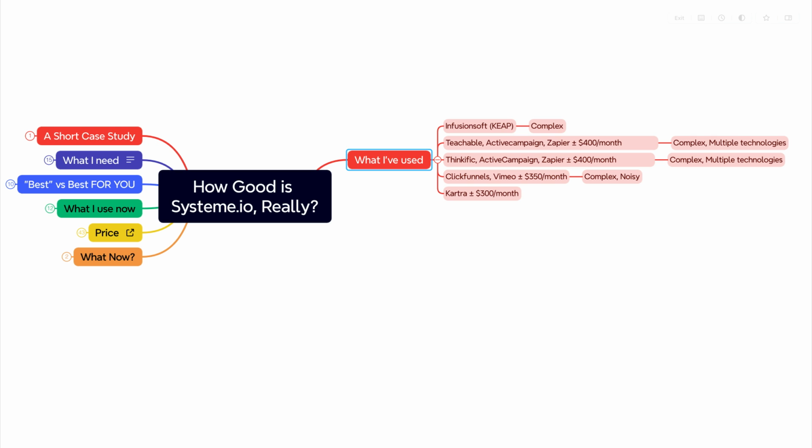Then I changed to thinkific.com with ActiveCampaign and Zapier, because Teachable was making a lot of changes that kept messing with what I was trying to achieve with their platform. After that, it was clickfunnels.com because they claimed to offer a complete platform. It wasn't, because videos had to be hosted elsewhere at an extra cost, and I found it very complex to work with.